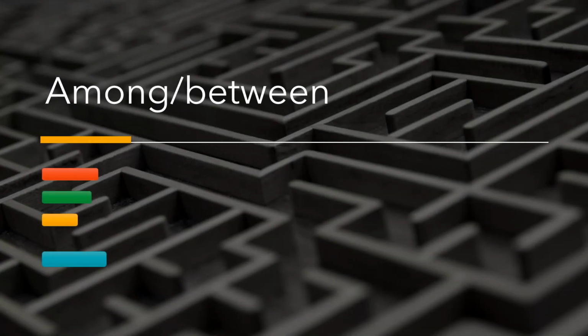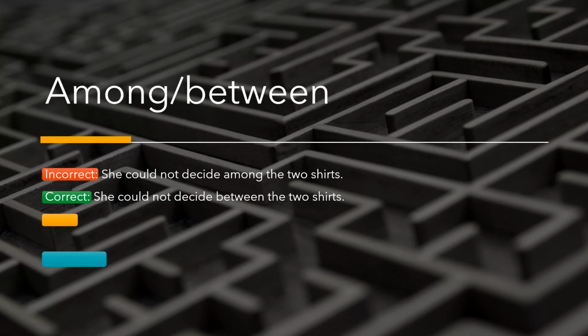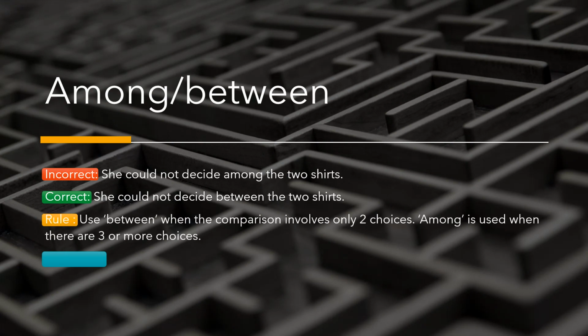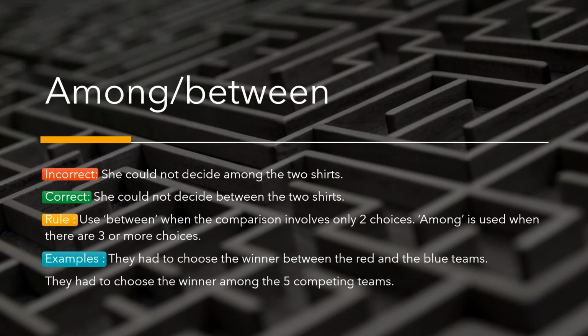Among or between. She could not decide among two shirts. Instead, she could not decide between the two shirts. Use between when the comparison involves only two choices. Among is used when there are three or more choices. They had to choose the winner between red and blue teams. They had to choose the winner among the five competing teams.